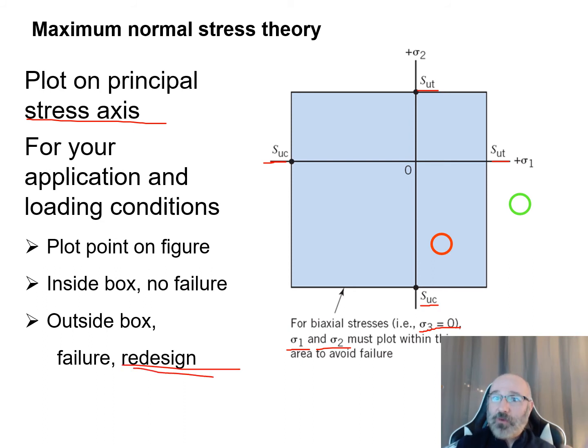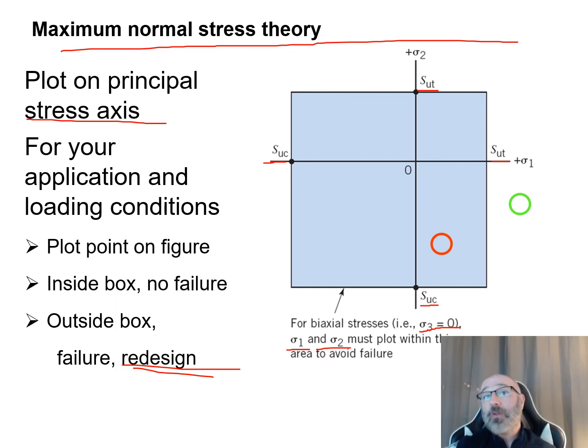It's a quick visual graphical representation that we can utilize, again, using maximum normal stress theory to determine, maybe I need to redesign it. And a redesign could be dimensions, could be material, could be loading, all those types of things that we talked about in the design process. But if we're outside this box right here, it's a way that we can quickly see there's probably going to be a failure, so we need to go back and do a redesign.